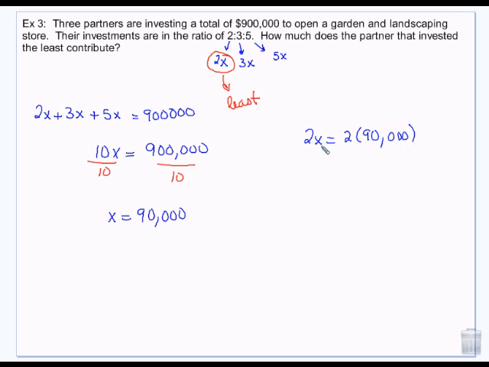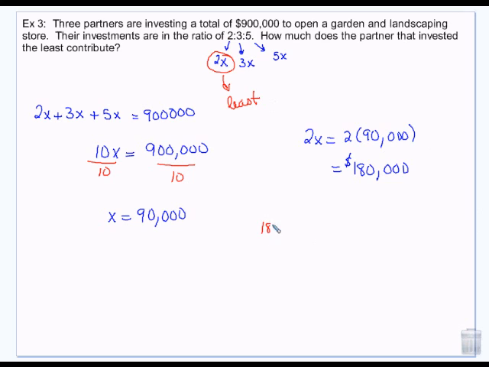So if x is 90,000, 2x is 2 times 90,000. So this person put in $180,000. And if you needed to find the middle person, you'd multiply by 3, and then the last person you'd multiply by 5. And it should equal 900,000 when you add it back together. We could do that real quick as a test.